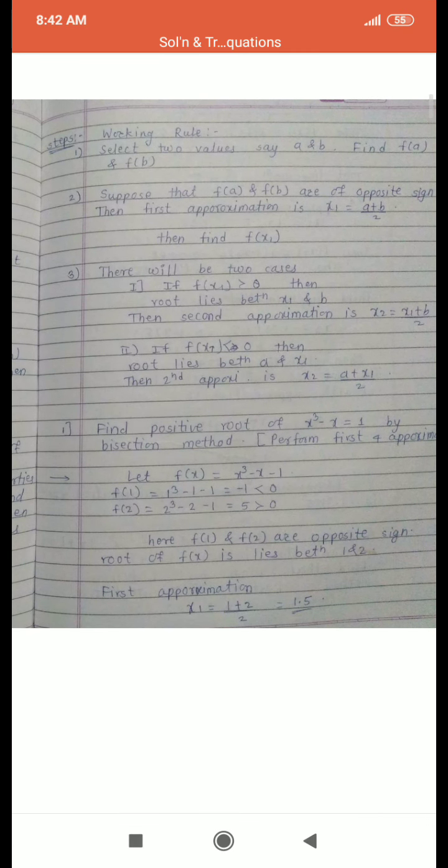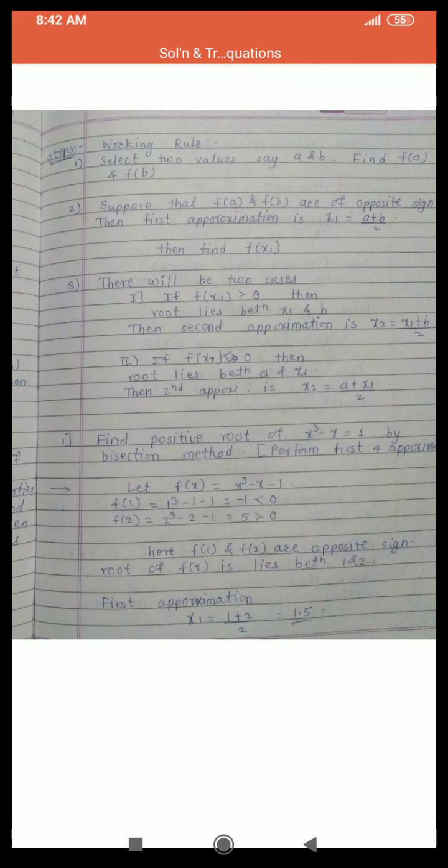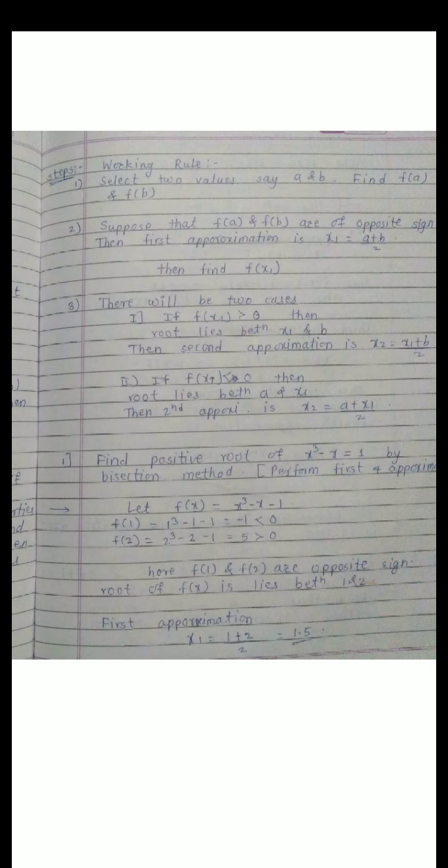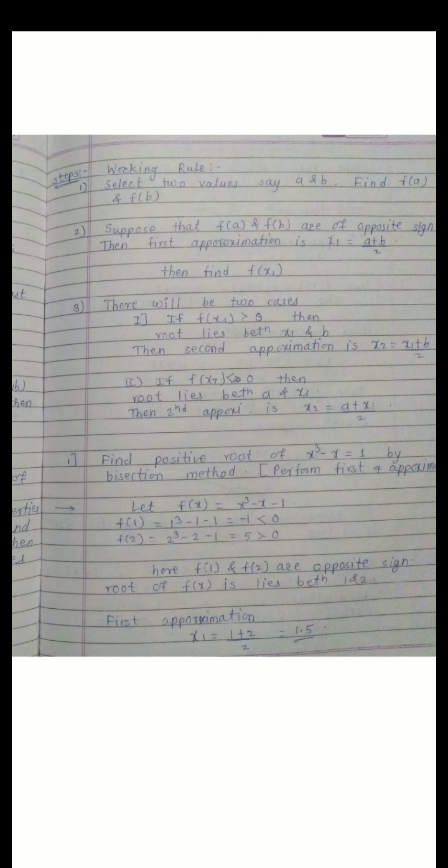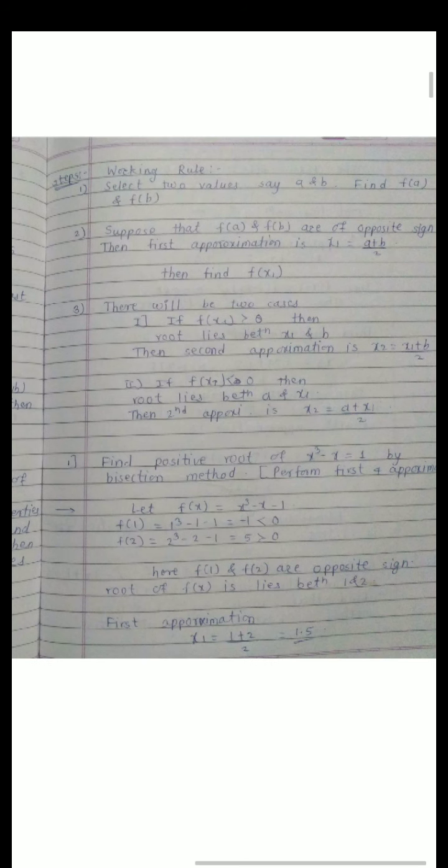This is the theory of the bisection method, or the working rule. Now we are going to study some examples. Find the positive root of x cube minus x is equal to 1 by the bisection method, and here it is also given to perform 4 approximations. Sometimes this is not given, or they may say perform 4 iterations. Here they say perform only 4 iterations.